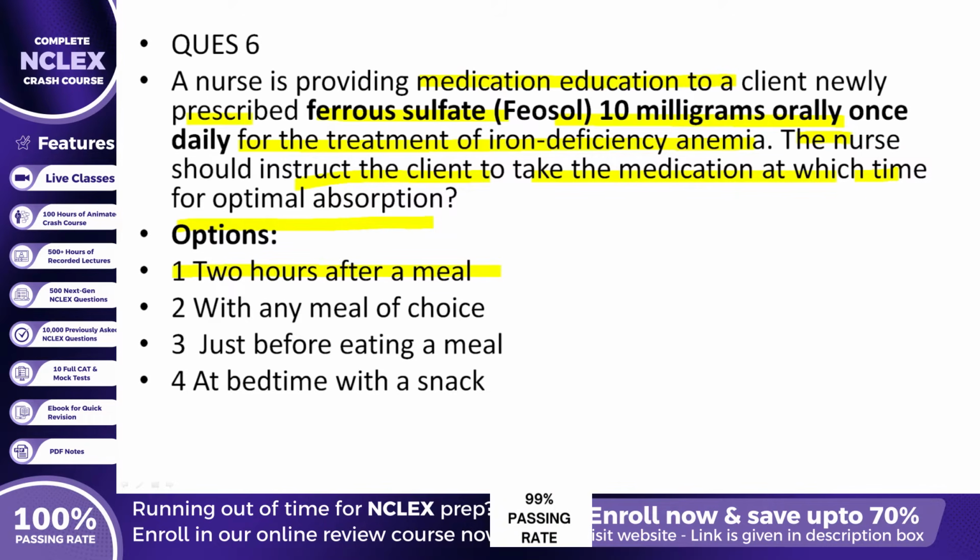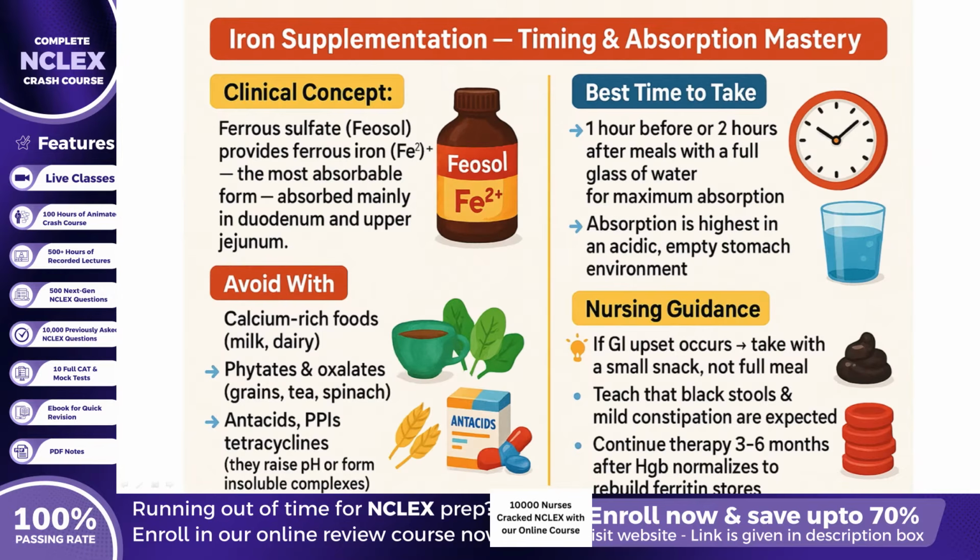Iron absorption within the gastrointestinal tract is highly sensitive to timing, stomach acidity, and dietary interactions. Ferrous sulfate provides ferrous iron, which is the most efficiently absorbed form in humans, and its absorption occurs primarily in the duodenum and upper jejunum. For optimal uptake, it should be taken on an empty stomach with a full glass of water, ideally 1 hour before or 2 hours after meals, when gastric acidity is highest.